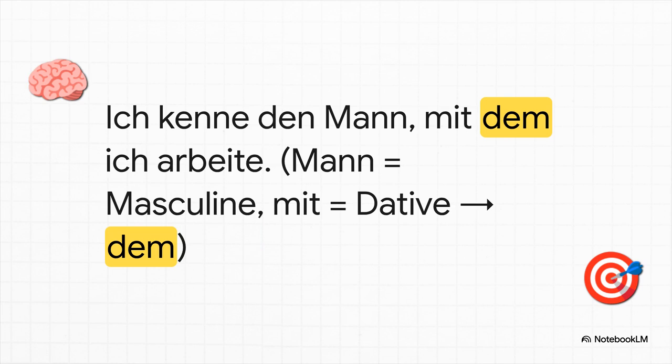How'd you do? Let's just break it down super quick. Key 1, our noun is Mann, so it's masculine. Key 2, inside the new clause, we have that bully preposition mit. And what does mit always demand? The dative case. Masculine dative? That's dem. Perfect. The system works.